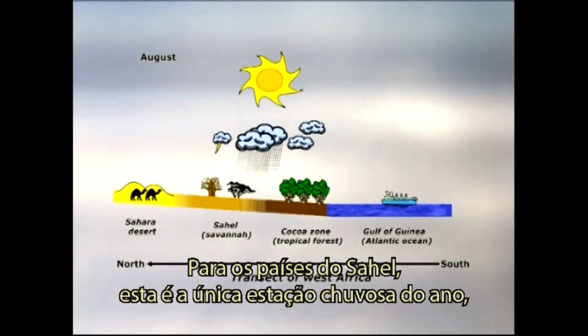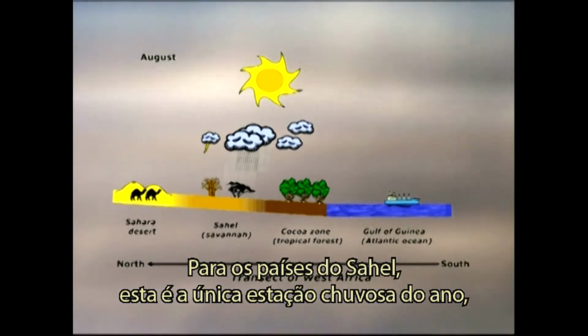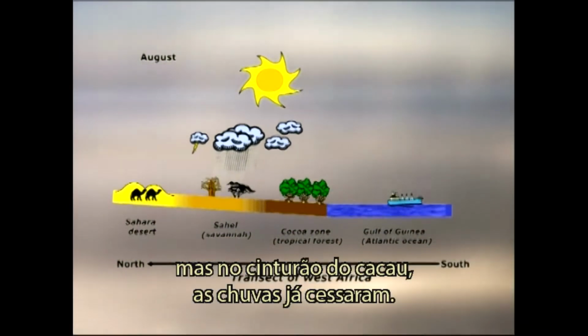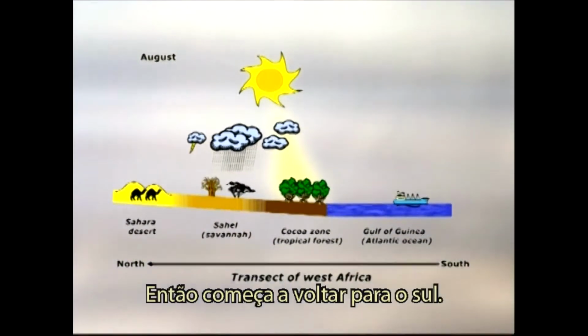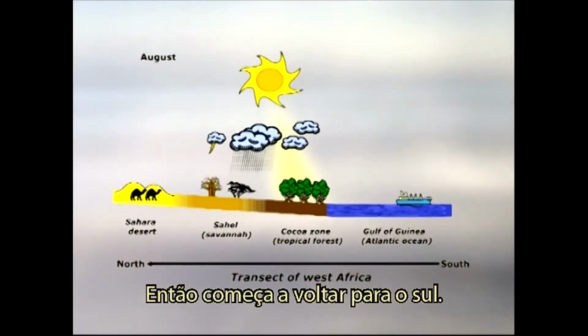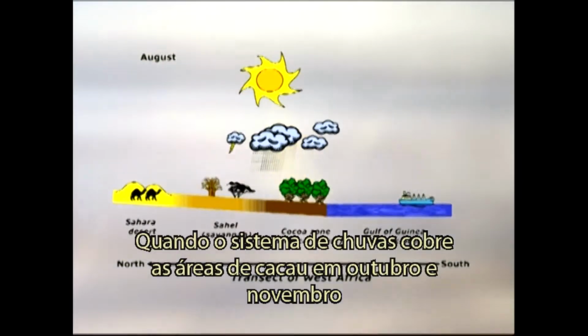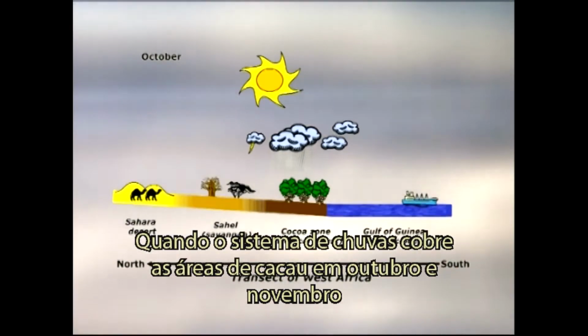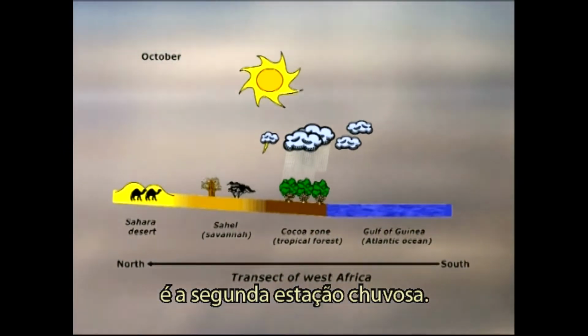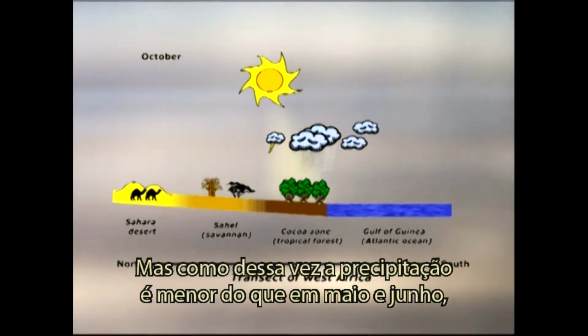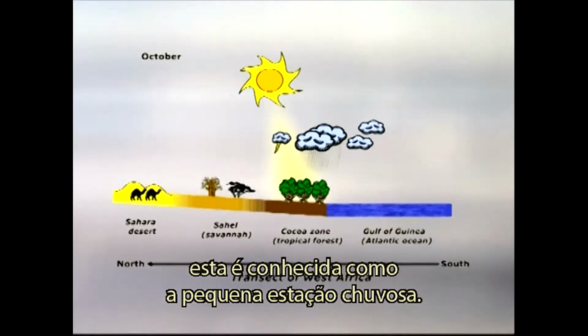In August, it is at its most northerly position. For Sahelian countries, it is the only rainy season of the year. But in the cocoa belt, the rains have stopped. Then it starts moving back south. When its rain system again covers the cocoa areas in October-November, it is a second rainy season. But because precipitation is much less than in May-June, it is called the small rainy season.